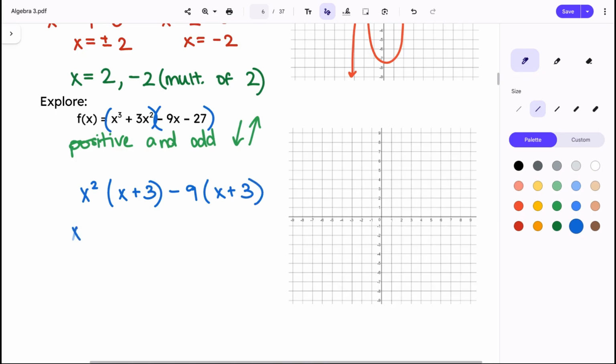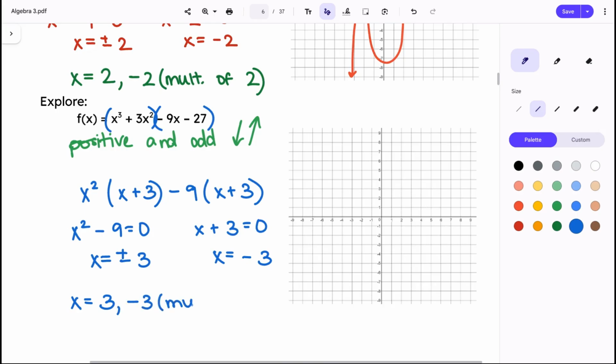Okay, so now we're going to set x squared minus 9 equal to 0 and x plus 3 equal to 0. What do we get for x here? Plus or minus 3 and negative 3. Good. So which one's showing up multiple times? Negative 3. So I'm going to write over here x is equal to 3, and then negative 3, again with my multiplicity of 2.